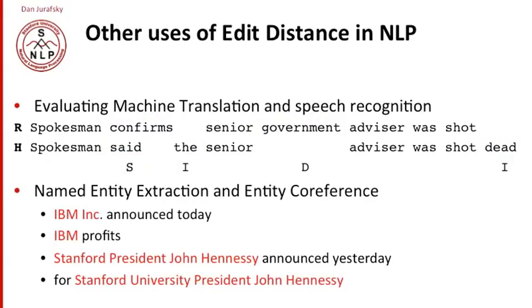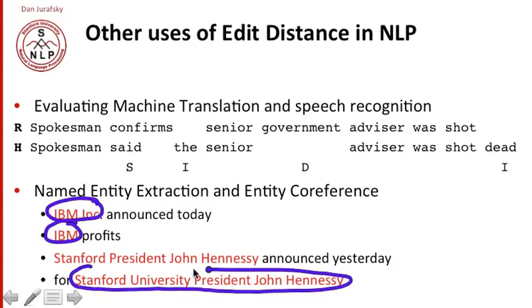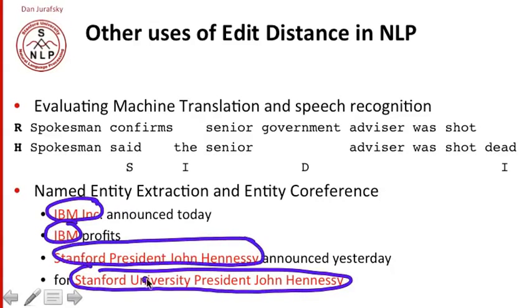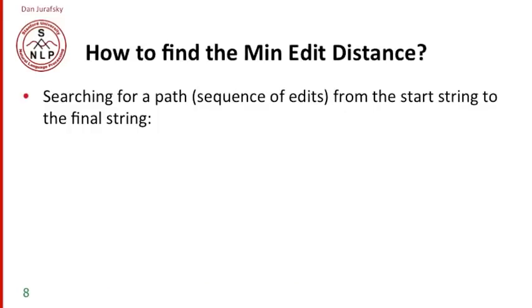Similarly, in tasks like named entity extraction, we're going to want to know if IBM Inc. and IBM are the same entity, or if Stanford University President John Hennessy is the same entity as Stanford President John Hennessy. And we can do that by using edit distance to notice that these are very similar with one word different, and here one word different. And so by measuring the number of words different, we can improve our accuracy at named entity extraction and other kinds of tasks. All right, so how are we going to find this minimum edit distance?